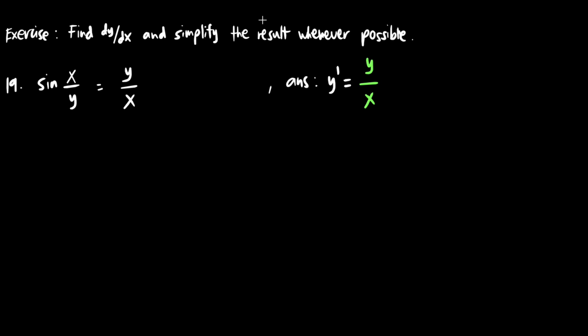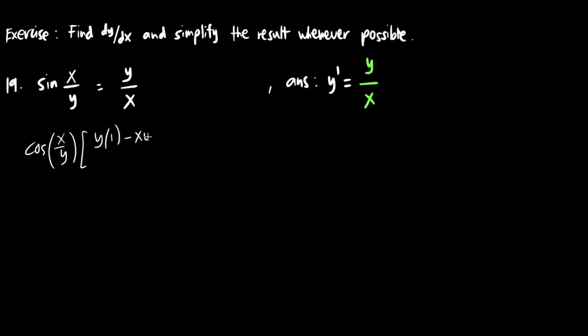Now for number 19, sine x over y is equal to y over x. So we'll now differentiate. We're trying to find y prime. So we have derivative of sine is cosine. So just copy x over y, and then derivative inside is y. Derivative of x is 1.